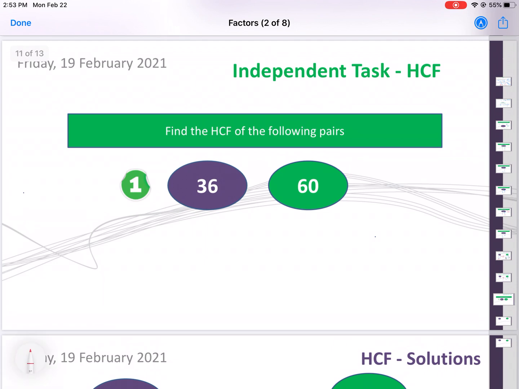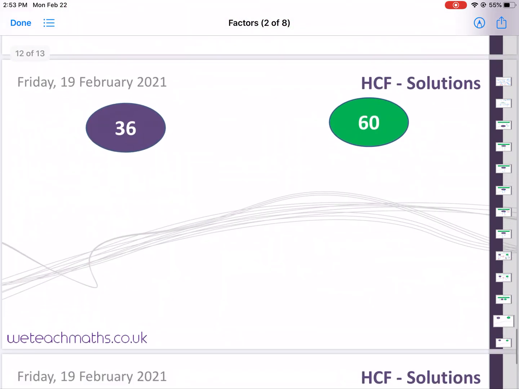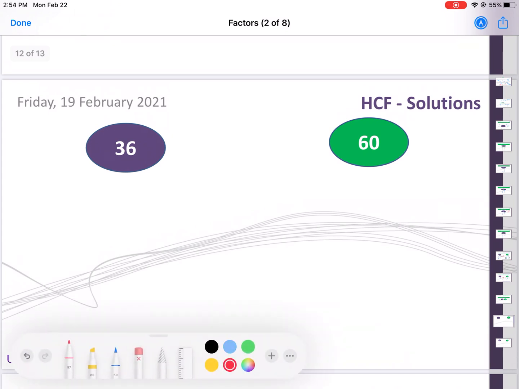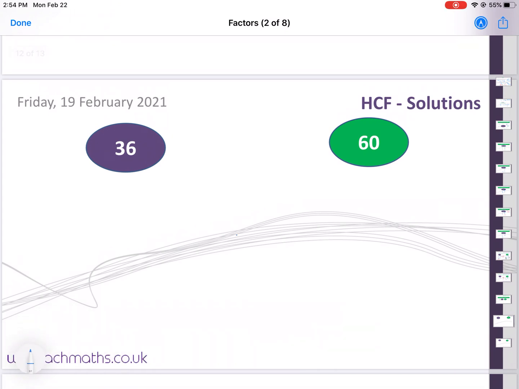Next one here, we've got 36 and 60. We've got a bit more space down here to do these ones. They're going to have more factors. We just need to work them up to see which is the highest common one. So 1 and 36, 2 and 18, 3 and 12, 4 and 9, 6 and 6. What else? Got 3 and 12 already. 7, 8, no, I've got 9. Okay, that's all we have for 36.